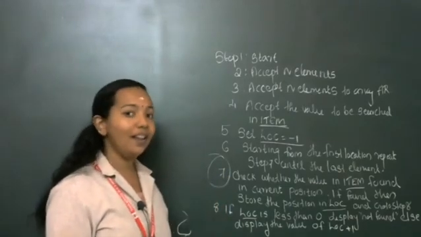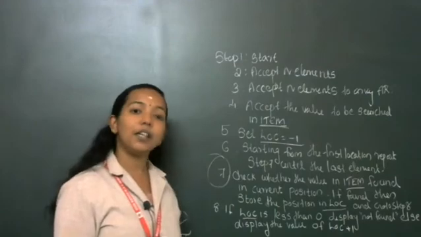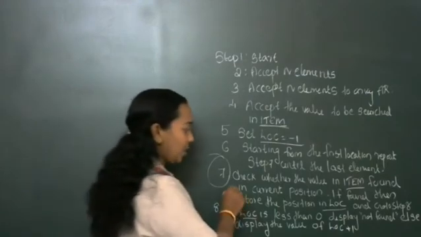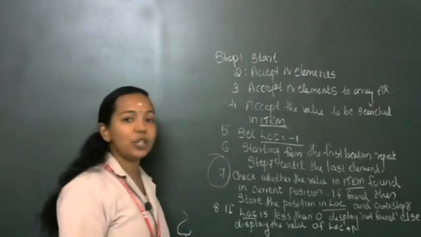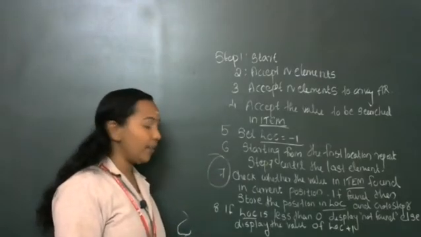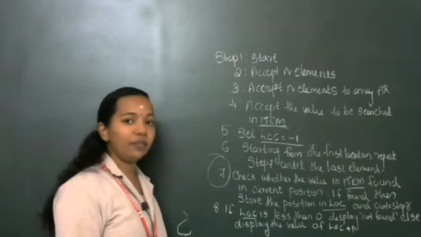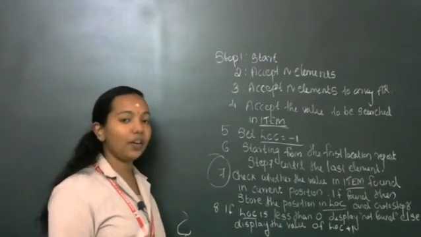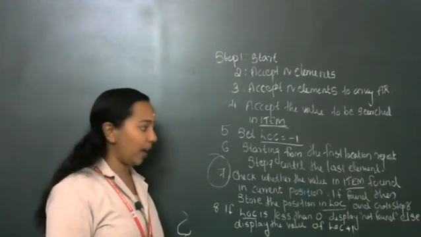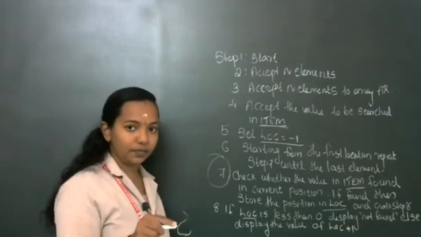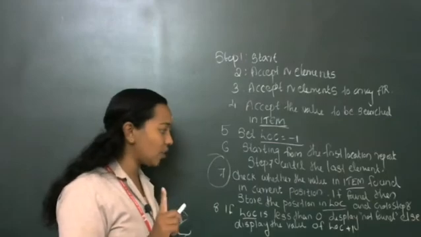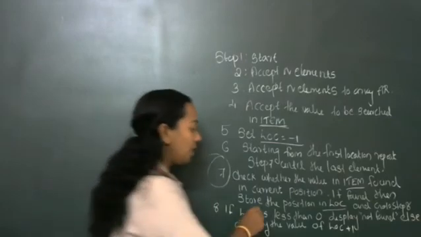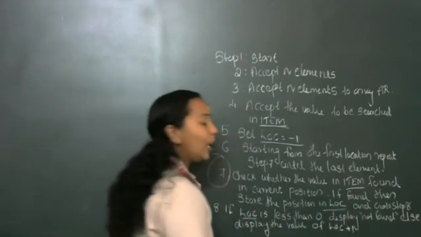That means we are searching for the particular element. So what is in step 7? Check whether the value in item is found in the current position. In the first position, it is checking whether the given item is present at the first location. If the searching item is present at the first location, then you want to store the position as LOC.